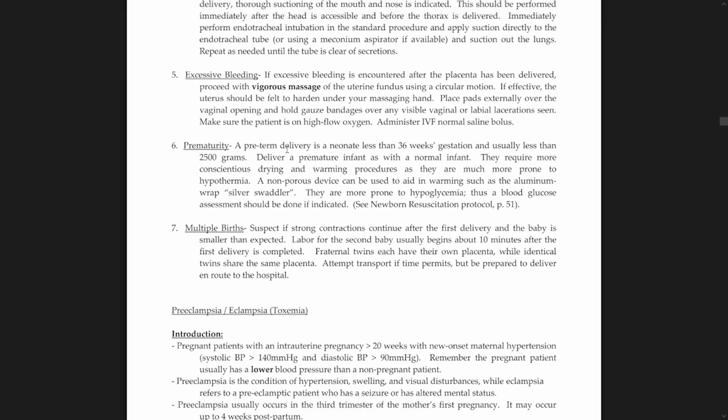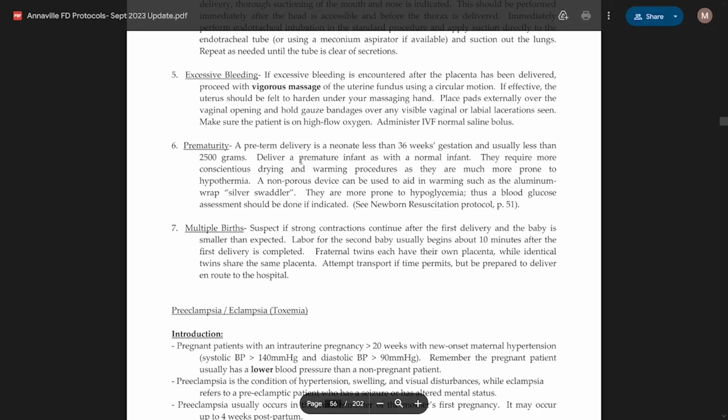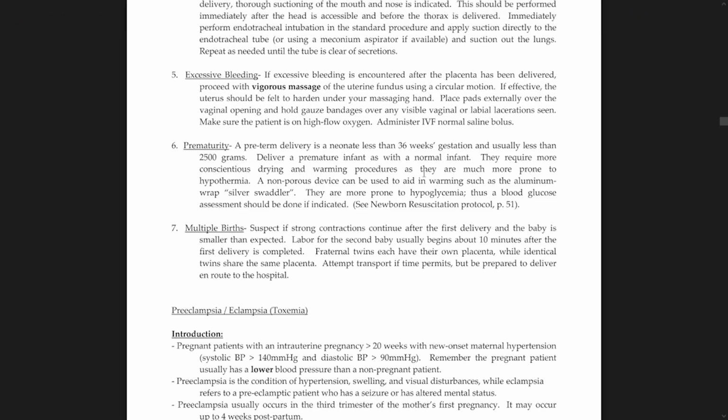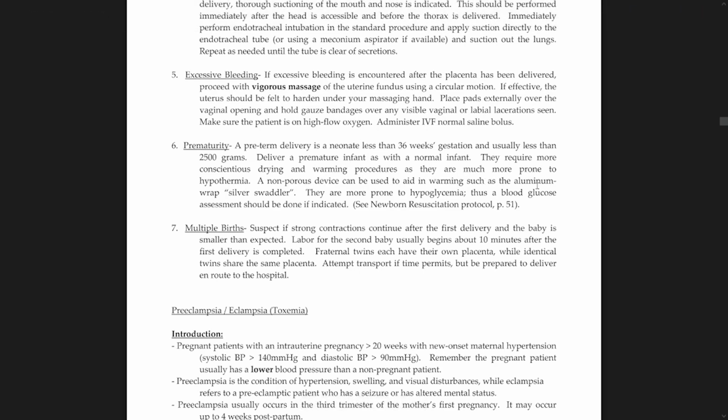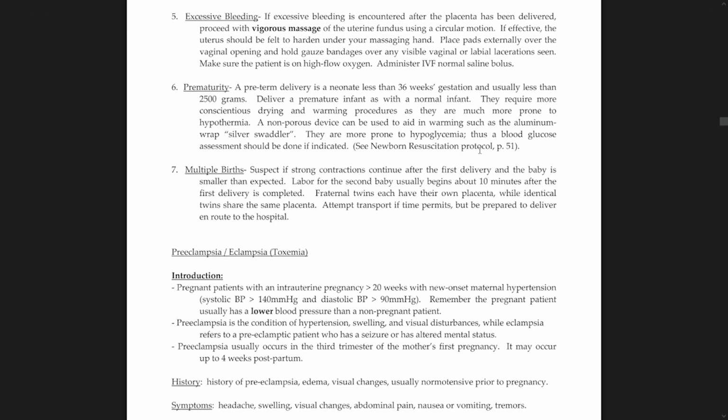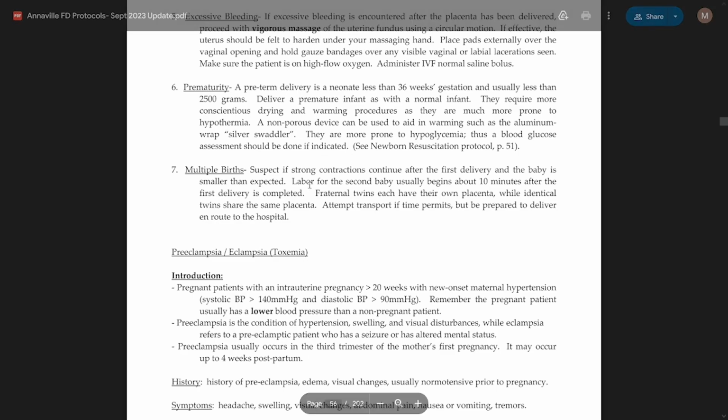Prematurity. A preterm delivery is a neonate less than 36 weeks of gestation and usually less than 2,500 grams. Deliver a premature infant as with a normal infant. They may require more conscientious drying and warming procedures as they are much more prone to hypothermia. A non-porous device can be used to aid in warming, such as aluminum wrap, like a silver swaddler. They are more prone to hypoglycemia, thus a blood glucose assessment should be done if indicated.